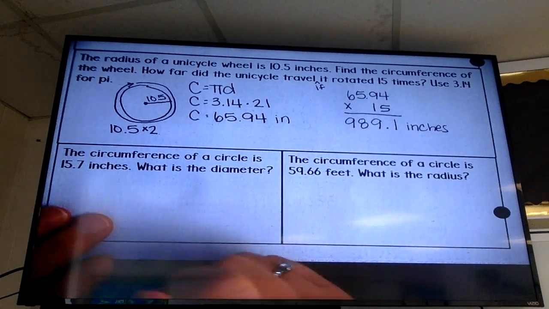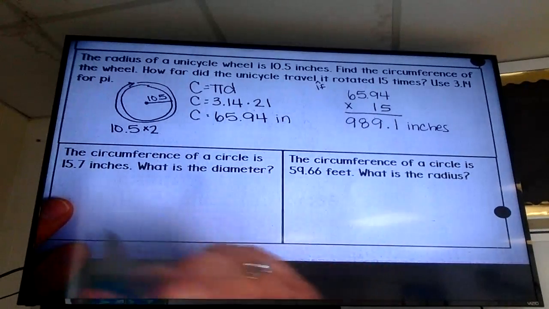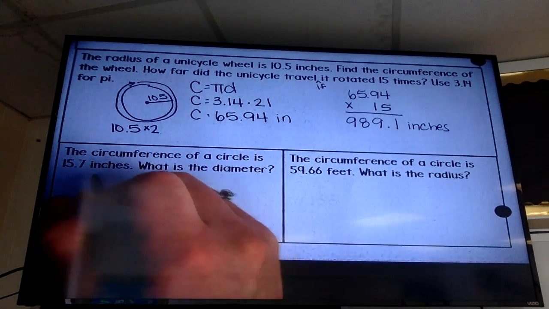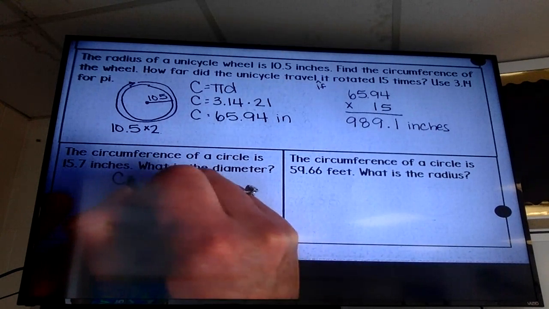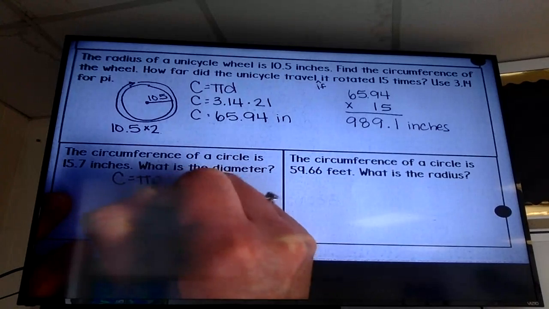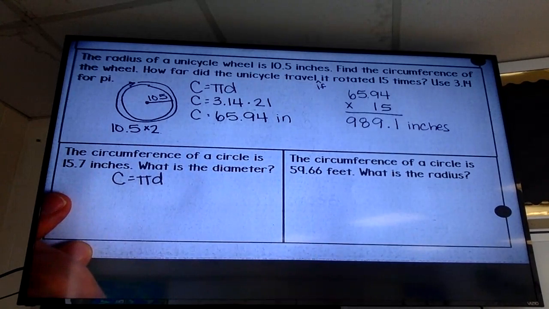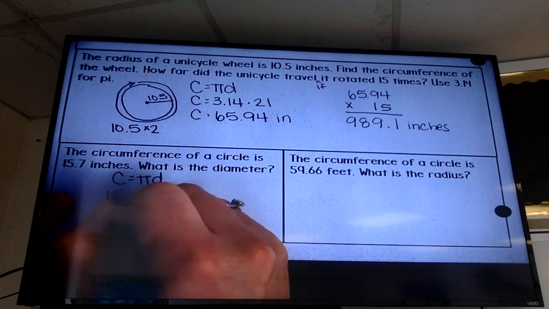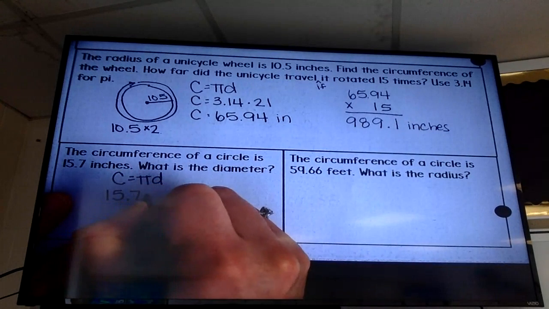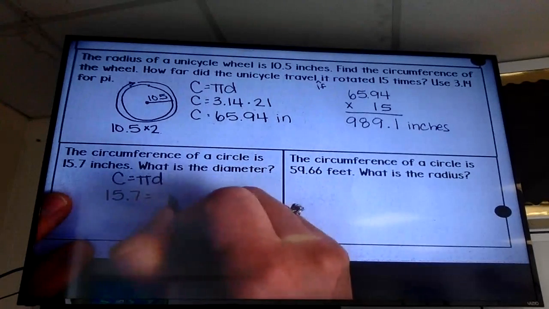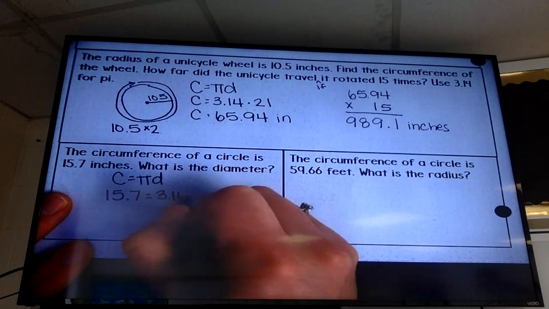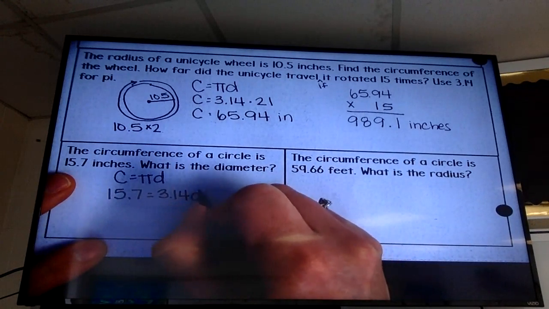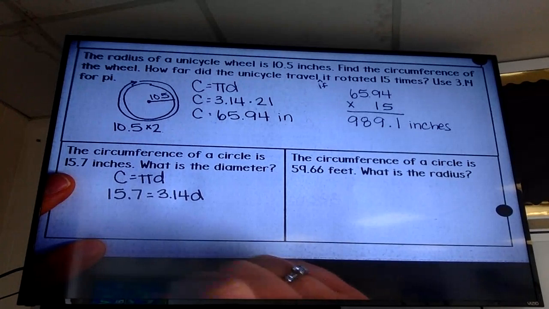Now I have 2 down here that's kind of working backwards. It says the circumference of a circle is 15 and 7/10 inches. What is the diameter? So when you're given something like this, we always start the same way. Write down our formula. Okay, then we're going to fill in what we know. The circumference of the circle is 15.7. We know the circumference is 15.7 equals, it doesn't say for pi, so we're going to assume 3.14. And the d for diameter is just going to stay there because we don't know what the diameter is.